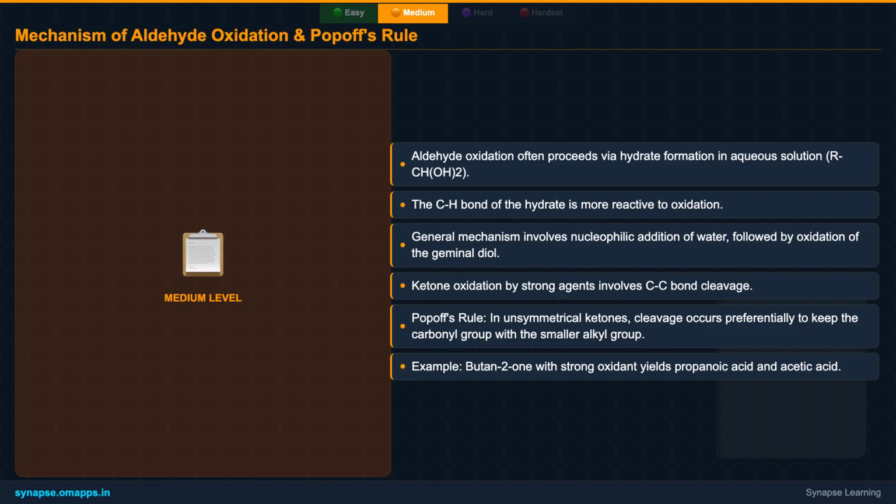Furthermore, for ketones, when we use strong oxidants, the C-C bond cleavage isn't random. It often follows Popoff's rule, which generally states that the carbonyl group stays with the smaller alkyl group during cleavage, though this is a simplification we'll refine later.